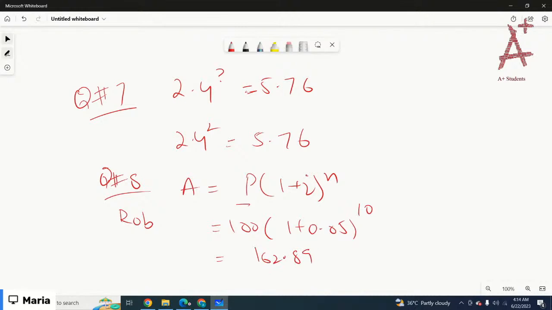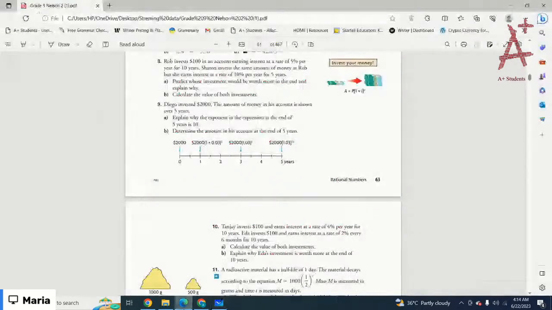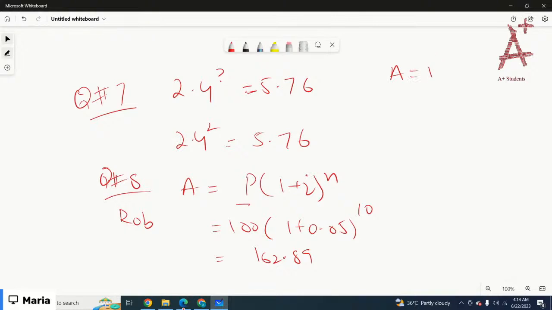162.89. Got it? And the other one is Sharon's investment, same money. Okay, the basic amount is the same. It would be 10% for 5 years. So it would be A equals 100 times (1 plus 0.10) to the power of 5. When you evaluate, it would be 161.05. So see, Rob has more money than Sharon. Got it? Okay.